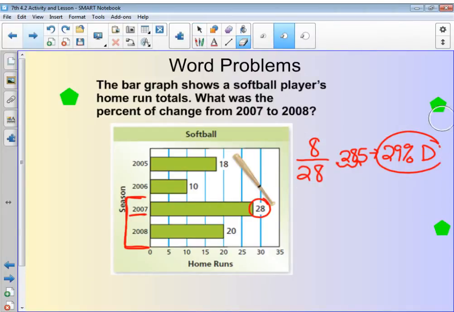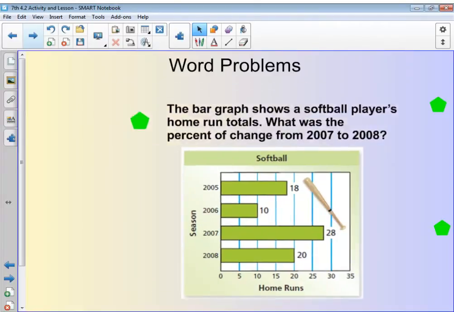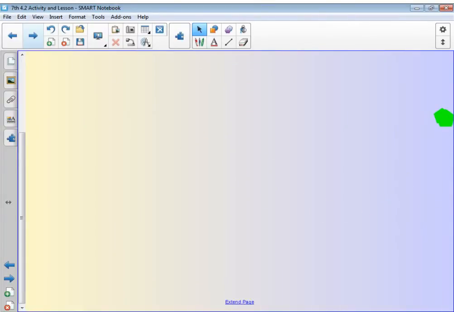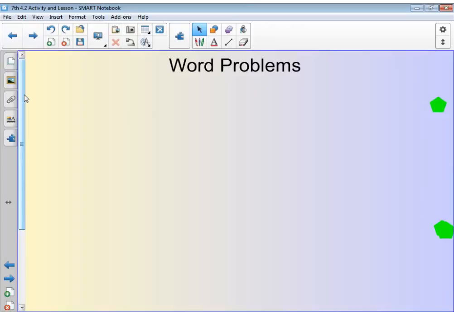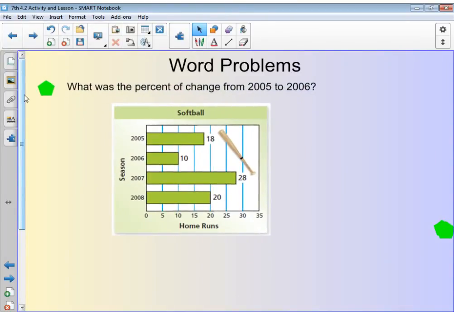So you guys are going to try this next one on your own. It's the same graph, it's just going to be working with different years. Try this one on your own. What was the percent change from 2005 to 2006? So go ahead and work that. You can pause your video and work your way through this one. Make sure that you write out your fraction, your decimal, your percent, and whether it was an increase or a decrease.